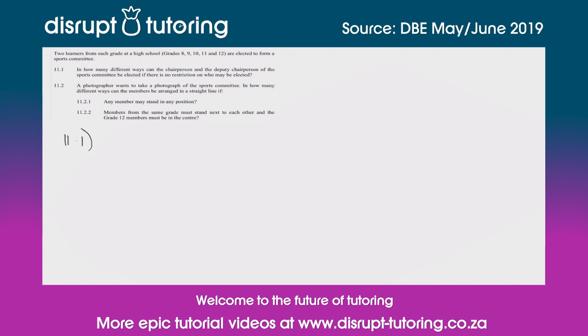Right, so we've got 2 positions. We've got the chairperson and we've got the deputy chairperson. Now, if we look at all the members that are on the committee, we have 2 from each grade. So 2 times 5 is 10. So there's a total of 10 people on the committee. Any of those people can be the chairperson. So 10 of them can be the chairperson.